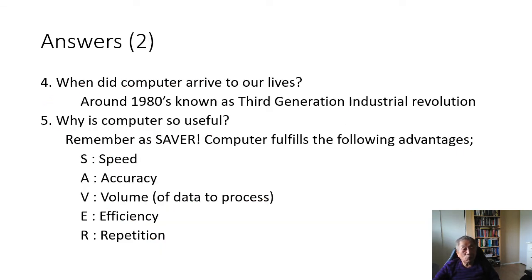Second question: when did the computer arrive in our lives? That's around the 1980s, known as the third generation industrial revolution. That is in the next page, some diagram, but I couldn't fit that one over here, so let's postpone this issue for just a second.